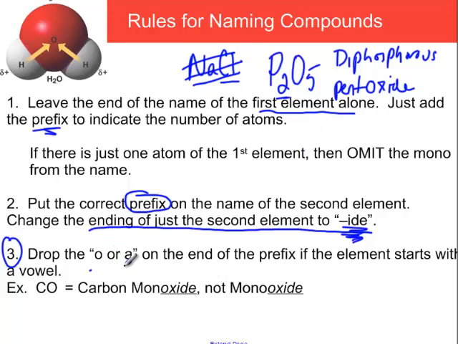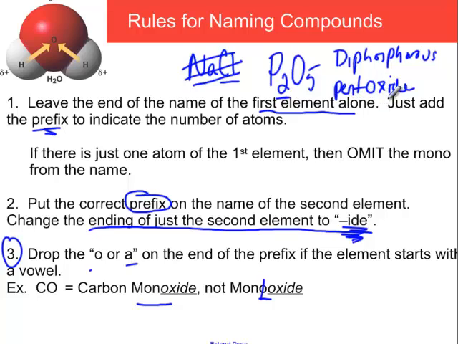If you have an O or an A, if you have those 2 vowels next to each other, because the prefix ends with one and the element starts with one, then drop one of those vowels. Like everybody says, carbon monoxide, not mono-oxide. Those 2 O's next to each other kind of sound silly. So we drop one of them, and you drop the one on the prefix. So it's monoxide. Over here, pentoxide, it's really penta, but then you would have an A next to an O. So it's just pentoxide.